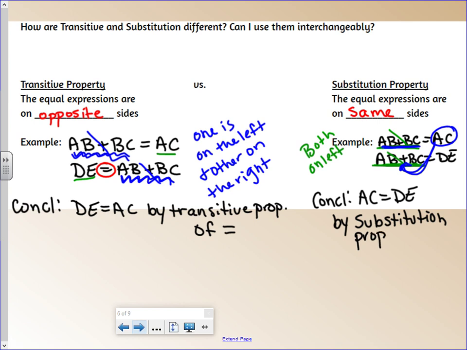So there's examples there, example 1 and 2. Pause the video and try that for a minute or two.